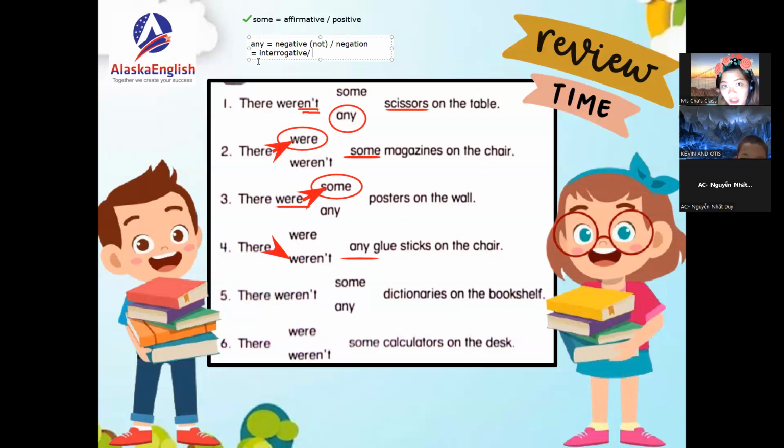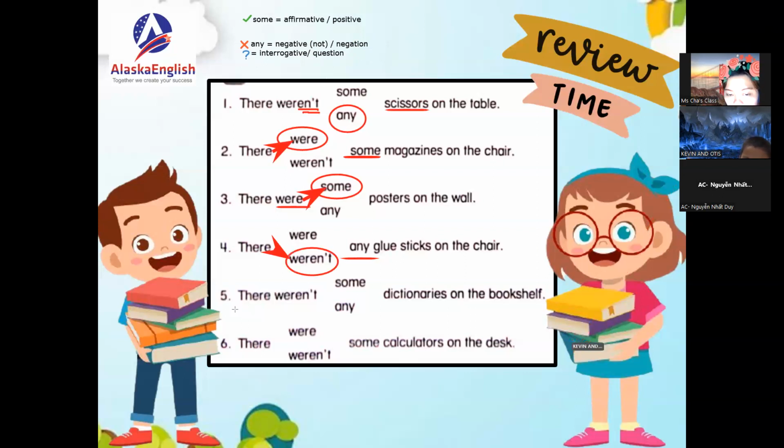Now, any. What are you going to use? What does it say? Word with not. So, question and negation. There weren't any glue sticks on the chair.